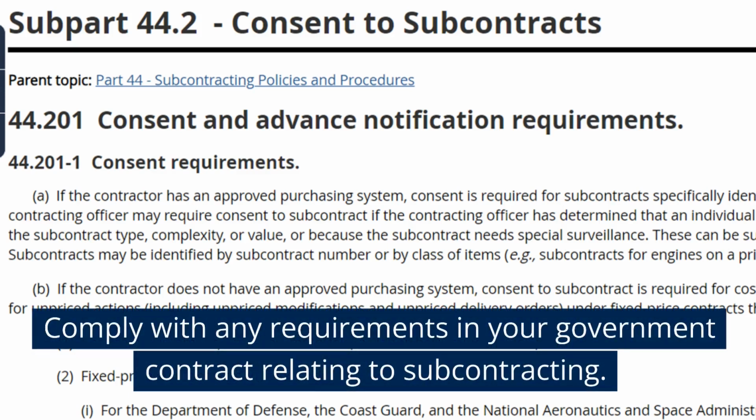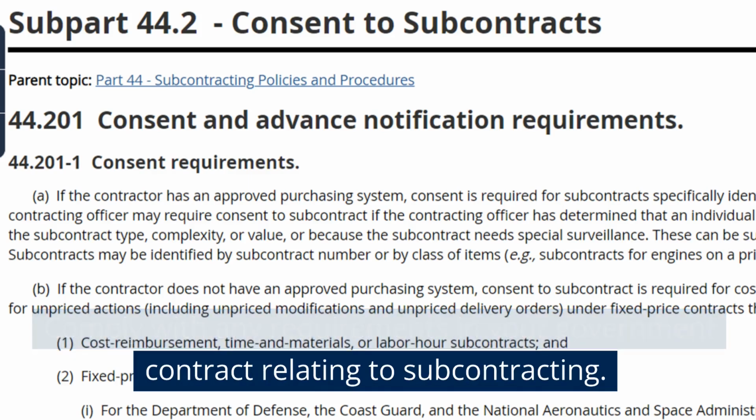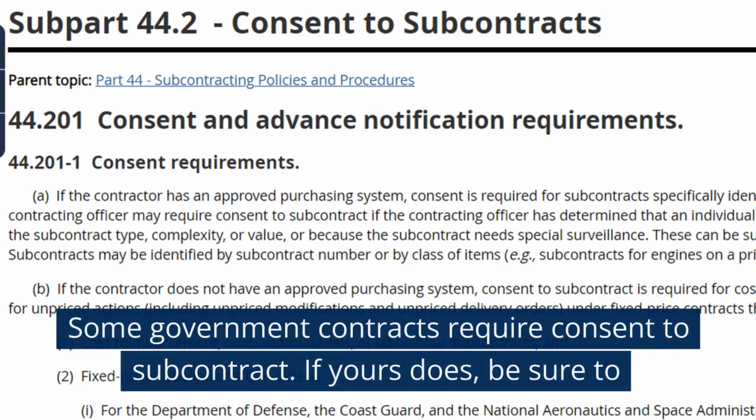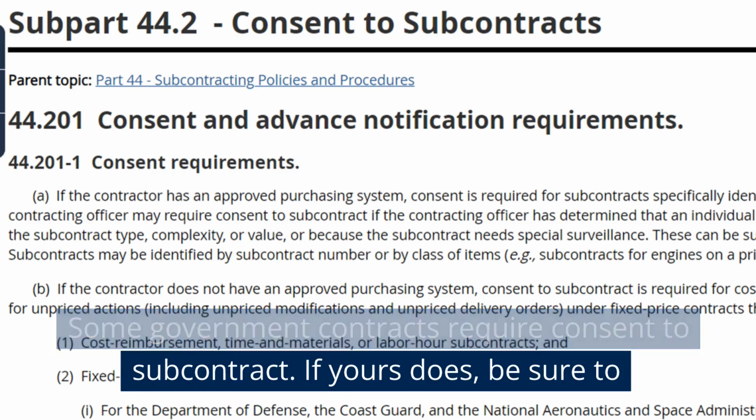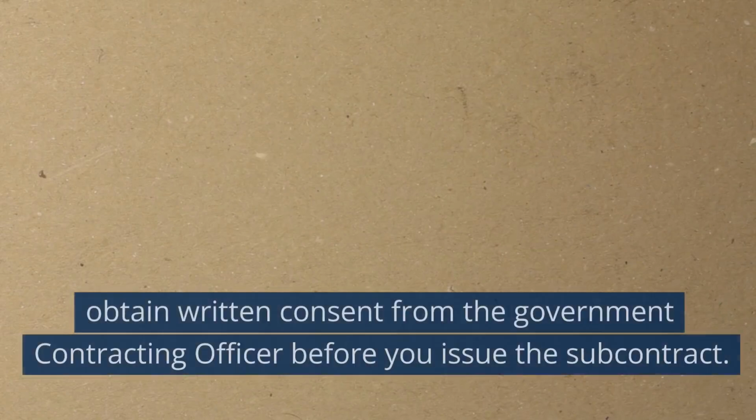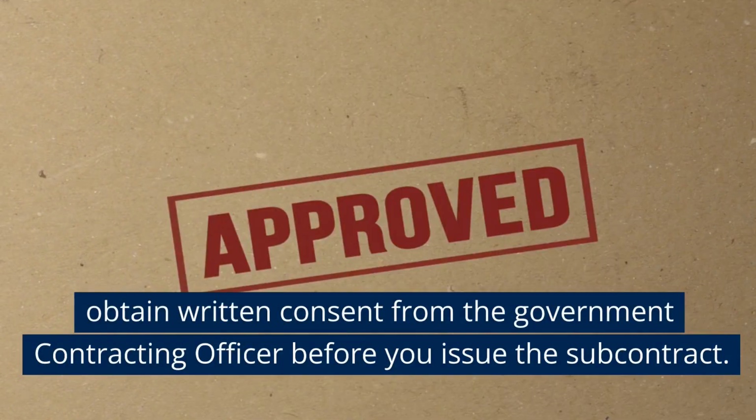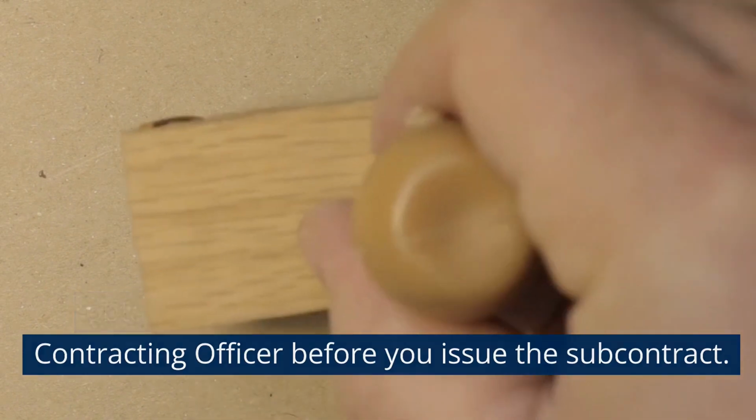Oh, and one last thing. Be sure to comply with any requirements in your government contract relating to subcontracting. For example, some government contracts require consent to subcontract. If yours does, be sure to obtain written consent from the government contracting officer before you issue the subcontract.